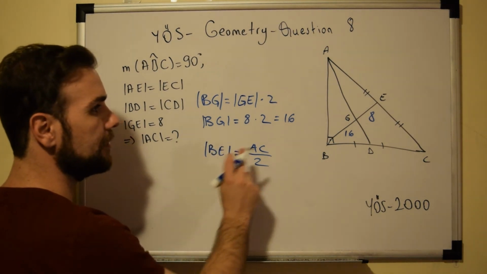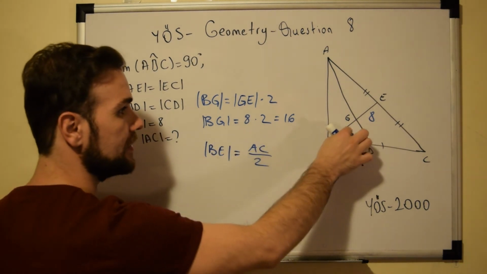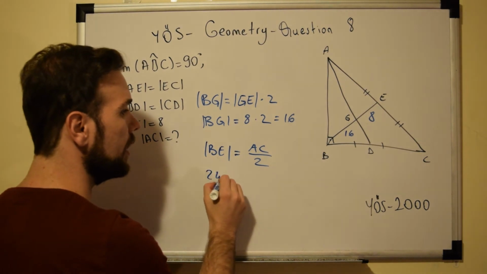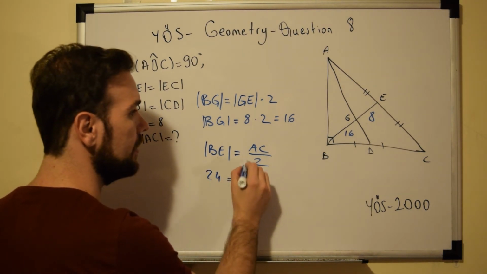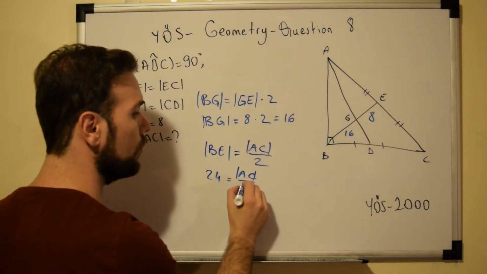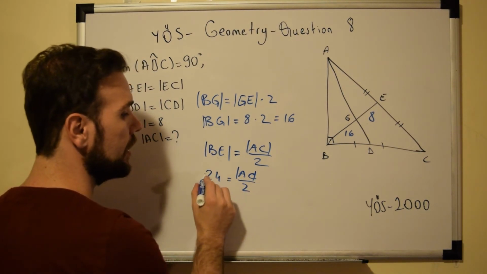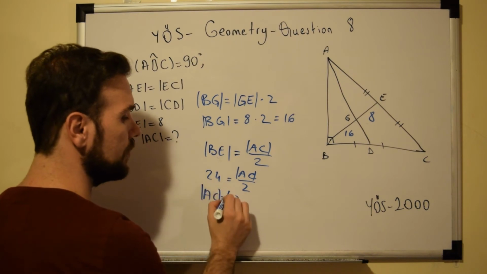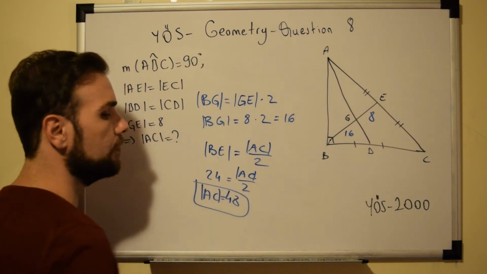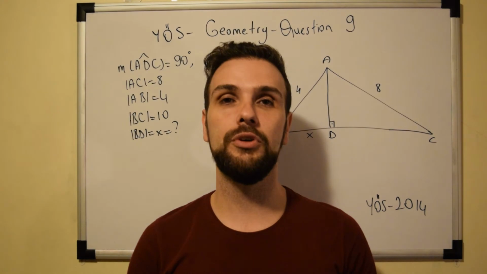So here we have BE, which is equal to 16 plus 8, it's 24, which is equal to AC over 2. So AC is equal to 2 times 24, which is equal to 48.